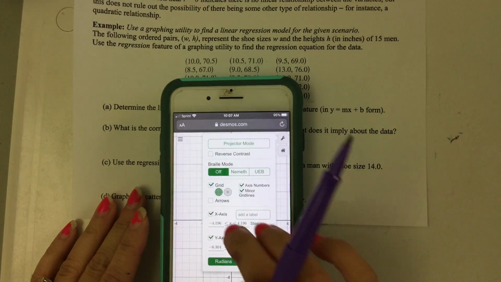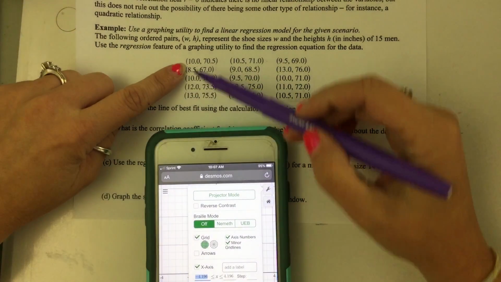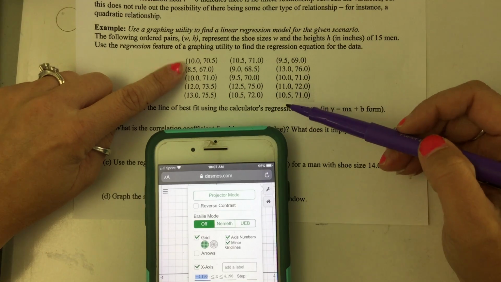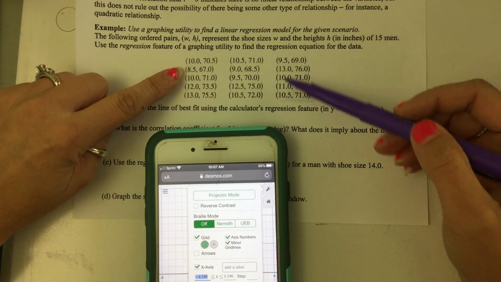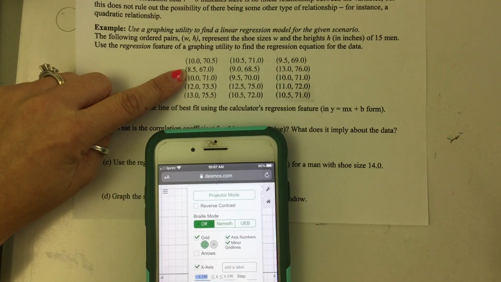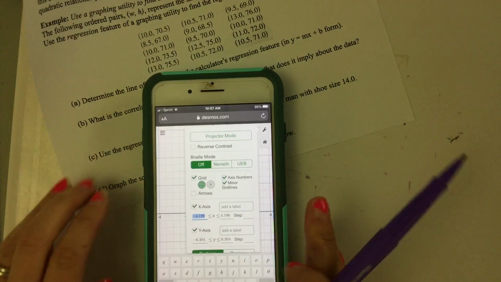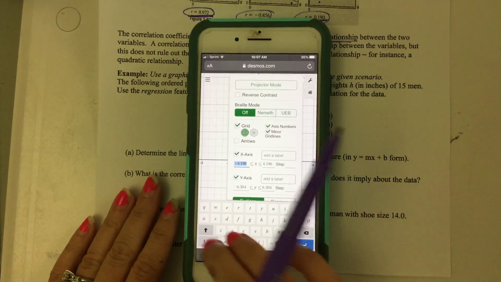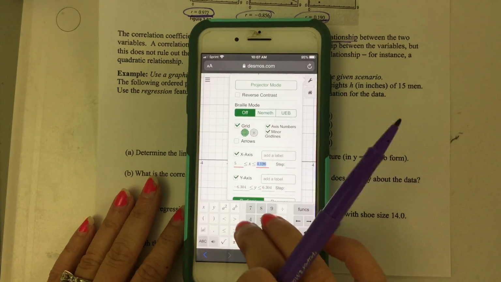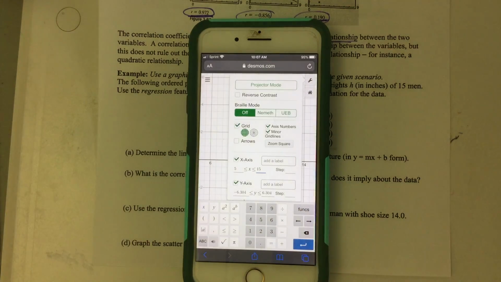So you hit that little tool key. My X values, if I look at the first value, the smallest value that I really have here is an 8. The largest value that I have is 13. I want to make sure I see everything, so I'm going to go 5 to 15. I went a little bit to the left and a little bit to the right to make sure I see all the points.